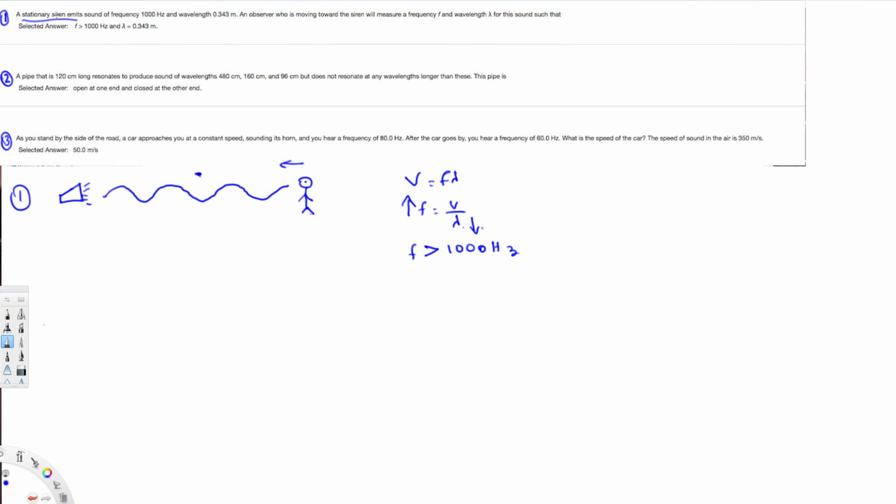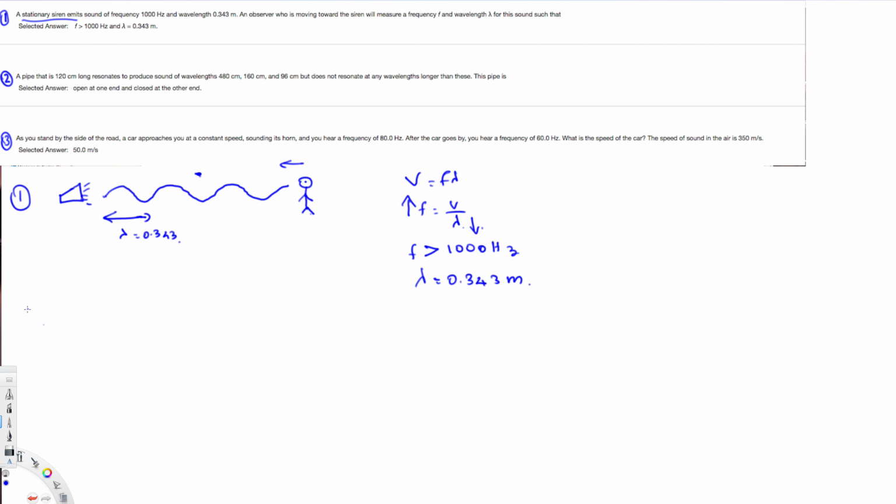towards this stationary siren. What happened to the lambda? Lambda is basically the length of one wave. They have given that lambda is equal to 0.343, but just because he's moving toward it, the pattern doesn't change, so it always remains the same. The number of wavelengths faced by him decreases, but the length of the wavelength always remains the same. So lambda is always equal to 0.343 meter. It doesn't change.